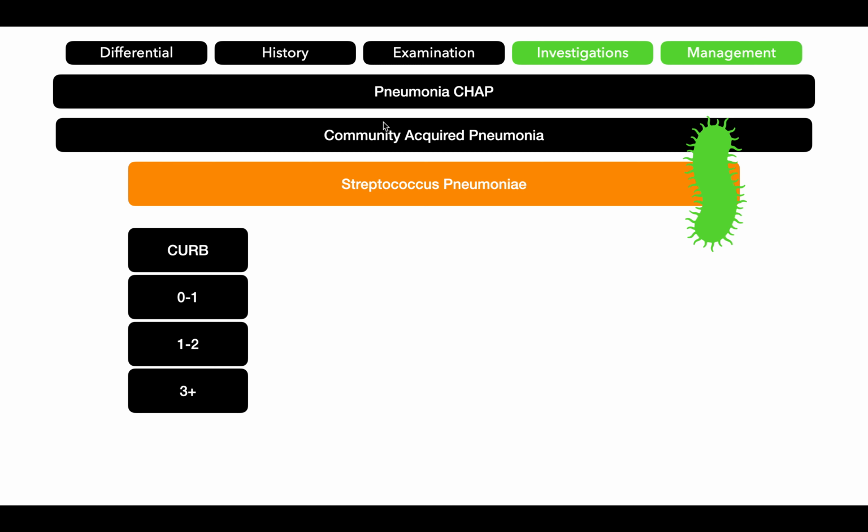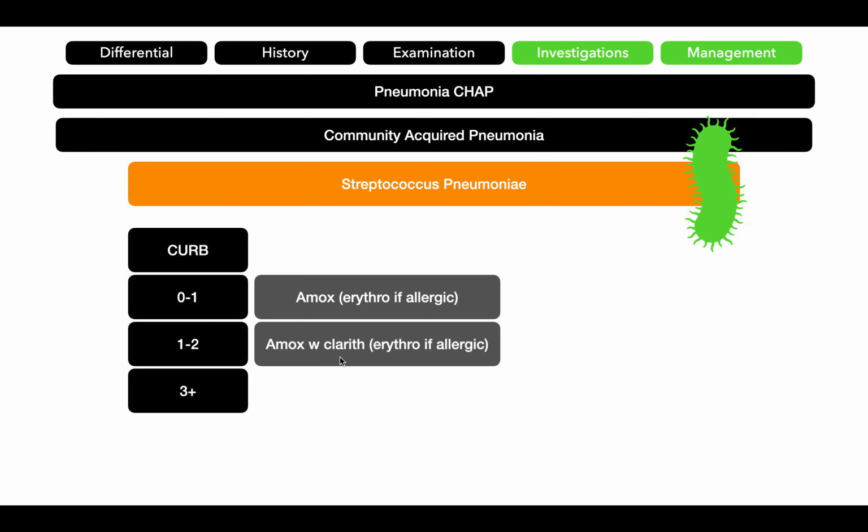Now, for community-acquired pneumonia, the most common organism is Streptococcus pneumoniae. And if the CURB score is 0 to 1, then they can have amoxicillin or erythromycin if they're allergic orally at home. If it's 1 to 2, add on clarithromycin and admit. If it's 3+, it's co-amoxiclav and clarithromycin or erythromycin if allergic. Okay, so always erythromycin if allergic. These are your first-line drugs of choice.